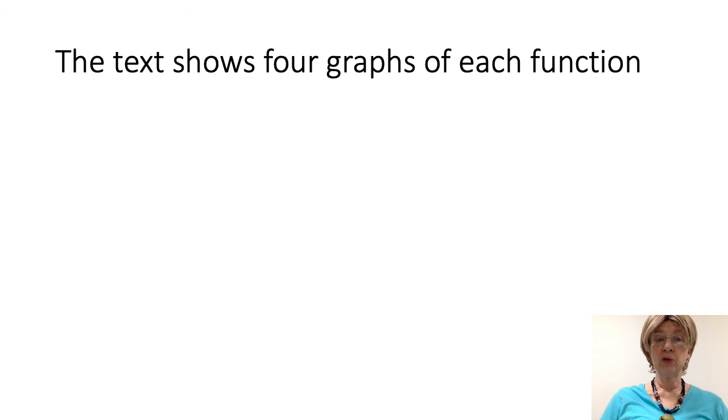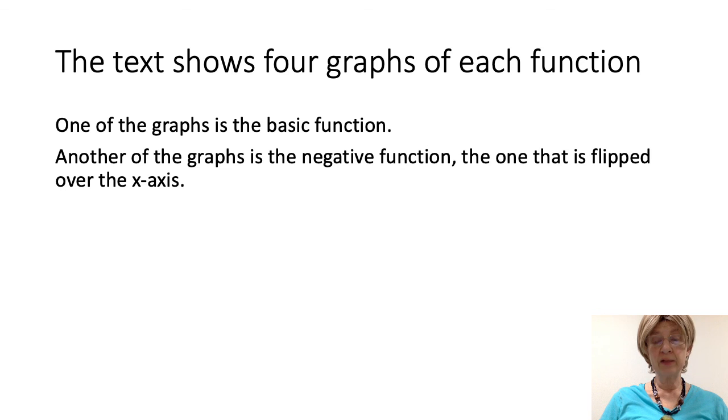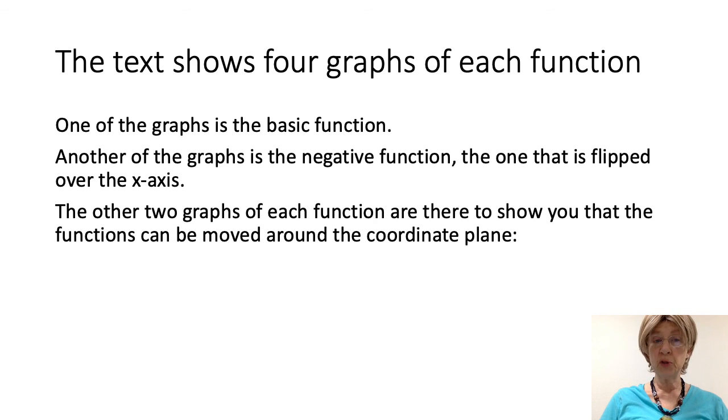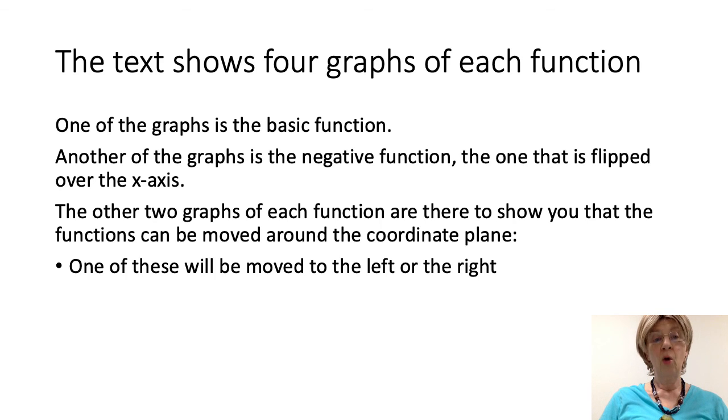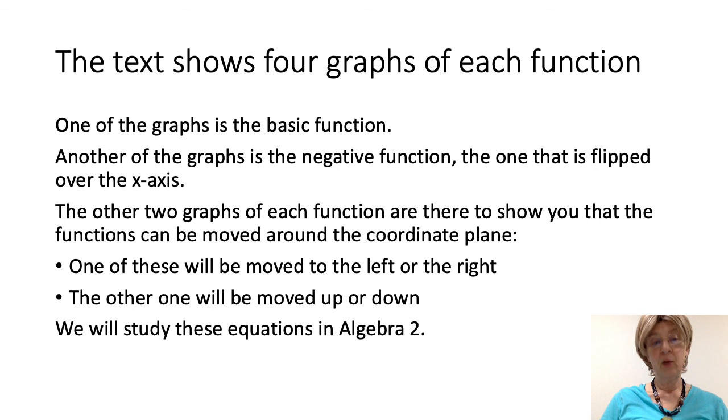The text shows 4 graphs of each function. One of the graphs is the basic function. Another of the graphs is the negative function, the one that is flipped around over the x-axis. You should be able to readily recognize those now. The other 2 graphs of each function are there to show you that the functions can be moved around the coordinate plane. One of these will be moved to the left or the right. The other one will be moved up or down. We will study these equations in Algebra 2.